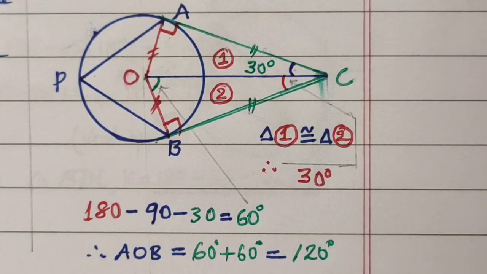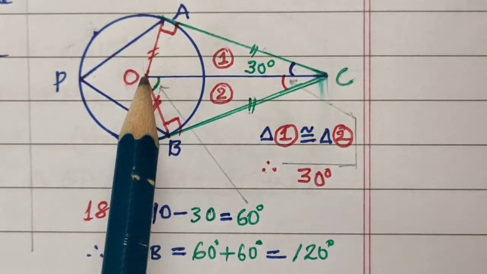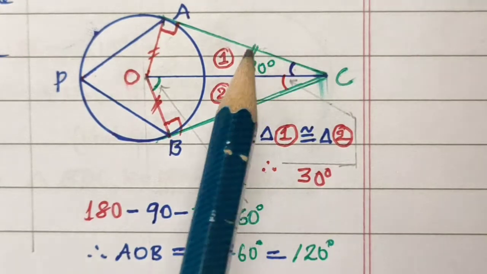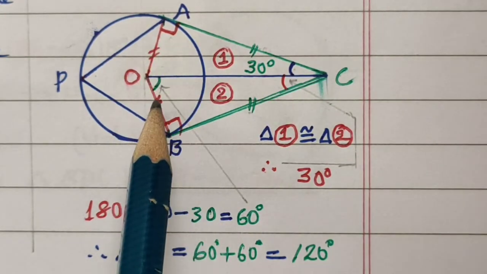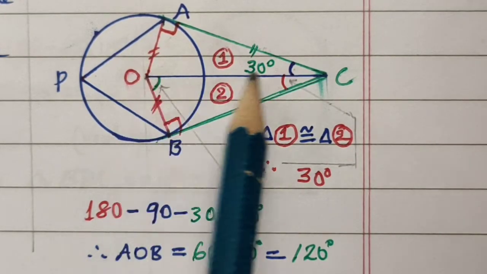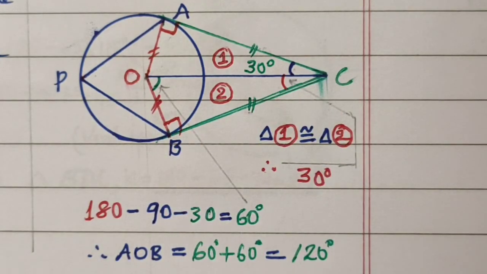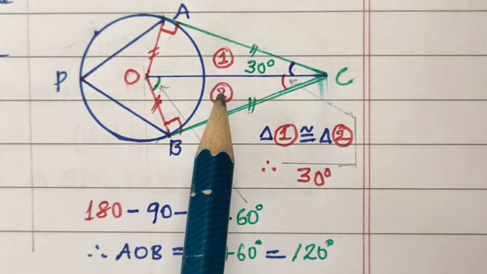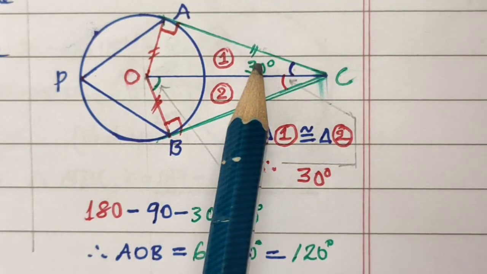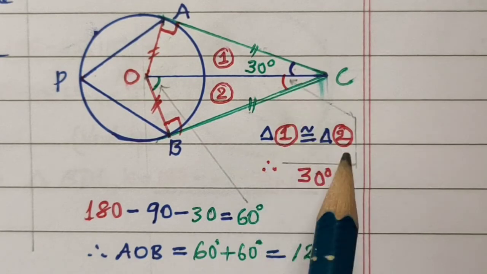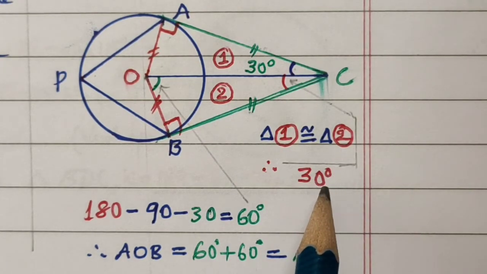Once again I am repeating, if we consider these two as triangles, this side is equal to this side, this angle is equal to this angle, and this side is common, then we can easily say that this triangle is congruent to this triangle. Therefore, this angle is equal to this angle. We got this angle as 30 degrees, which they asked us to find out.